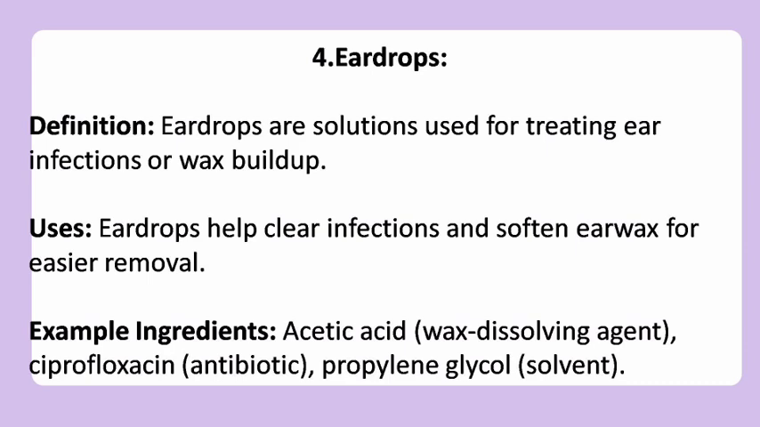Fourth, eardrops. Definition. Eardrops are solutions used for treating ear infections or wax buildup. Uses. Eardrops help clear infections and soften earwax for easier removal. Example ingredients: acetic acid, wax dissolving agent, ciprofloxacin, antibiotic, propylene glycol, solvent.